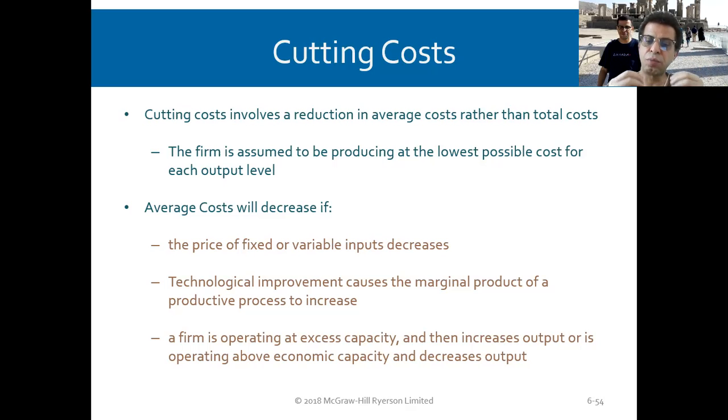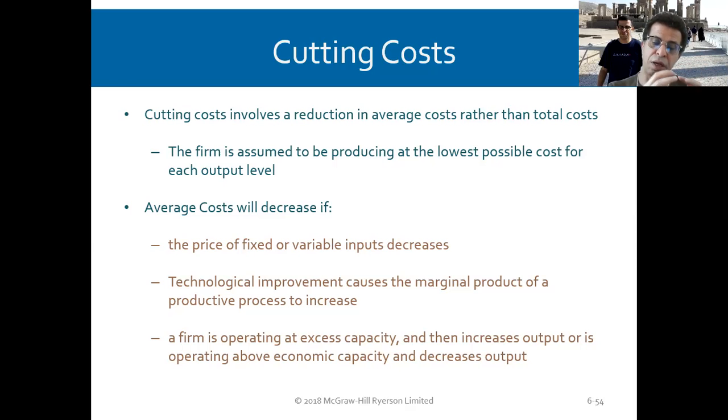Technology improvement causes the marginal product of a productive process to increase. And we brought this example in the early chapters, a shift out and a shift in because of the technology. Because with the technology, the cost of production goes down, so the average cost is going down.